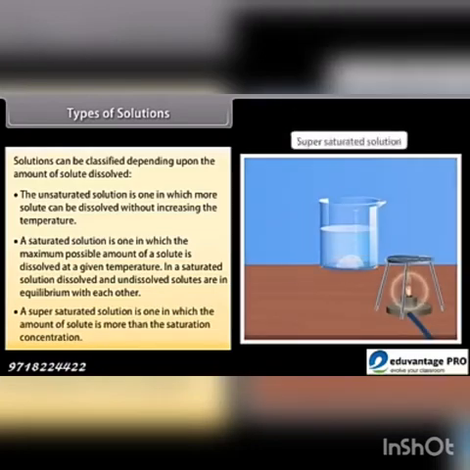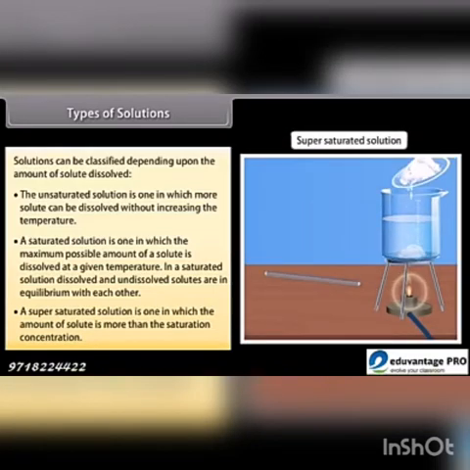A supersaturated solution is one in which the amount of solute is more than the saturation concentration.